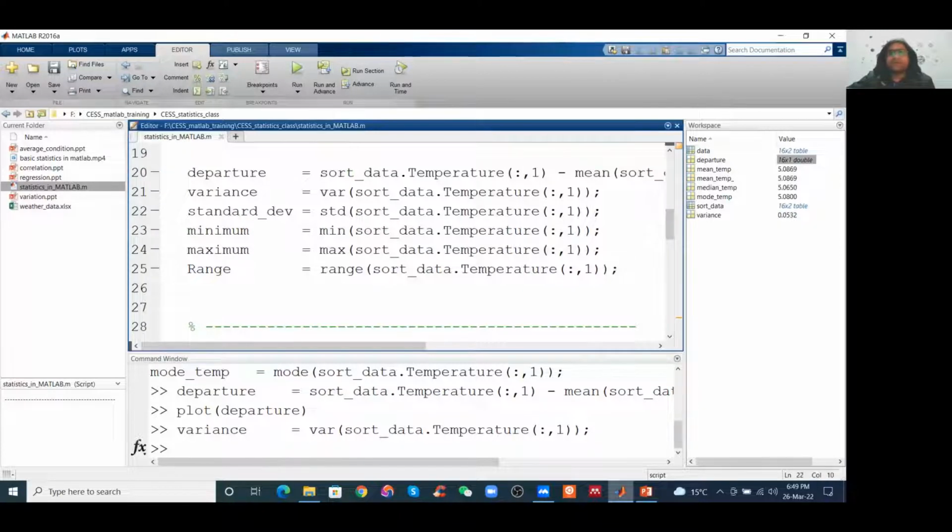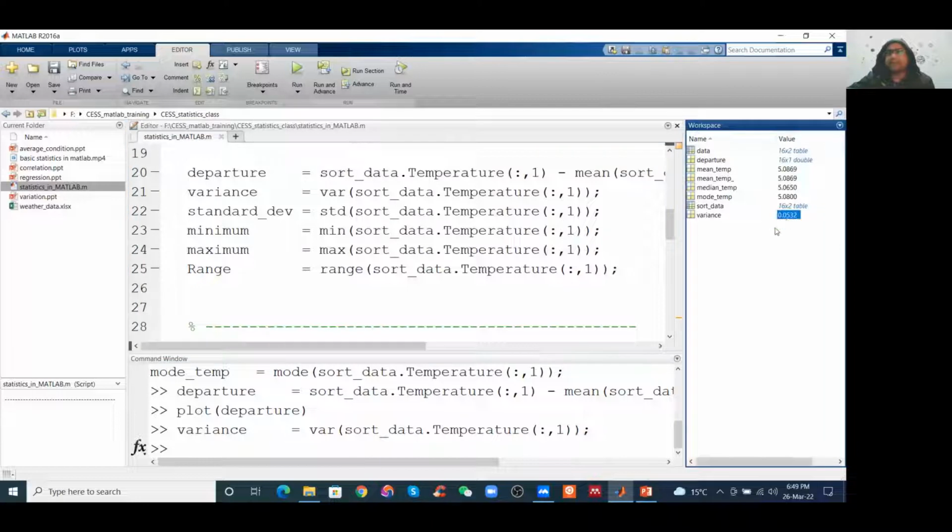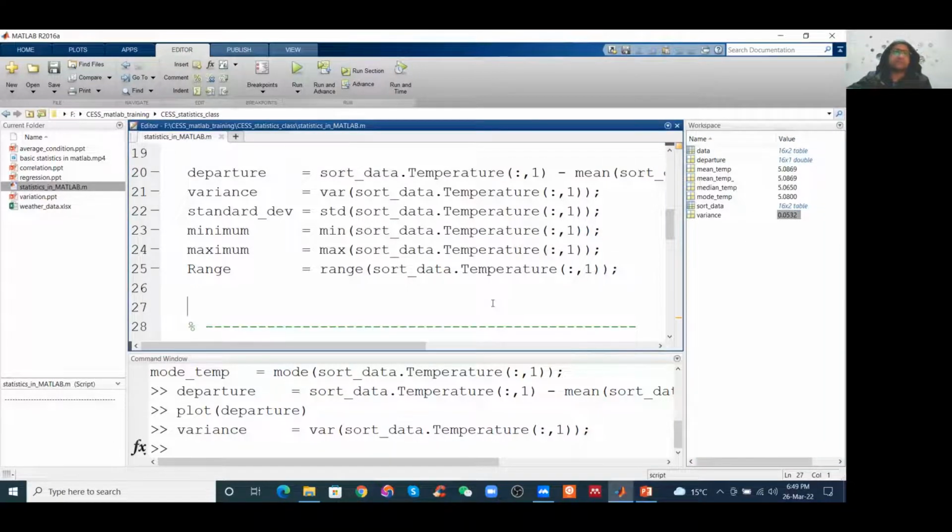Then what is the standard deviation? Sometimes we have a large value. For example, if you want to see the variance of distance in meters or kilometers, say your variance is 200 meters from the mean value, then it looks odd.